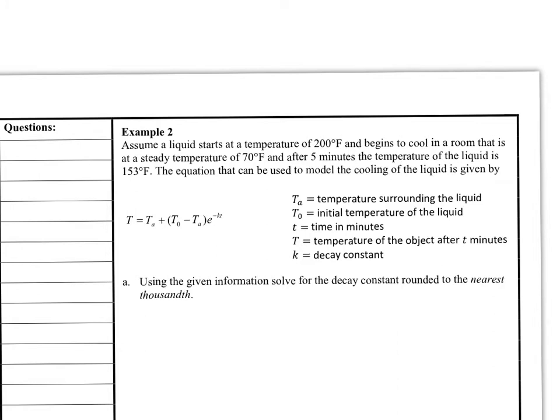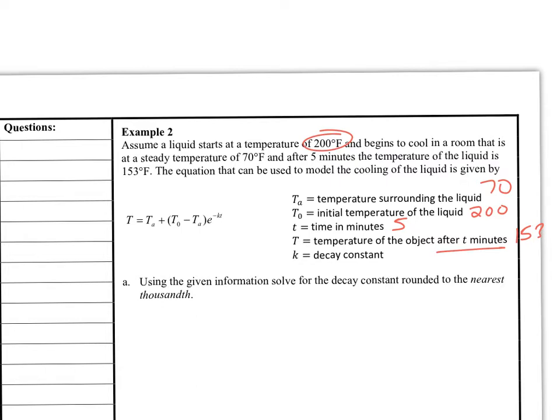Alright, so assume that a liquid starts at a temperature of 200. So temperature, that must be the initial temperature, is 200. Okay? This guy right here, initial temperature is 200. That's our T sub 0. It says cool in a room that is the temperature of 70. So that's the temperature of the surrounding liquid, right? The temperature surrounding the liquid, so this is 70. That's the temperature of the room. After 5 minutes, so the time is 5, the liquid temperature after T minutes is 153.